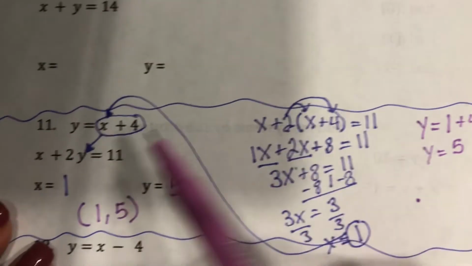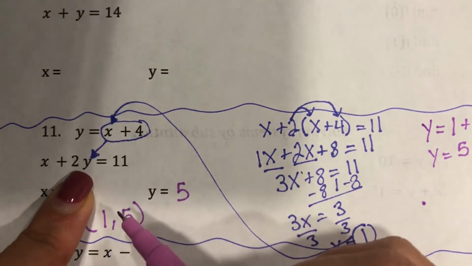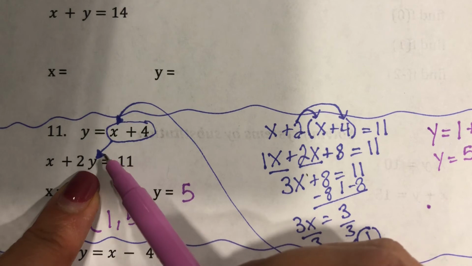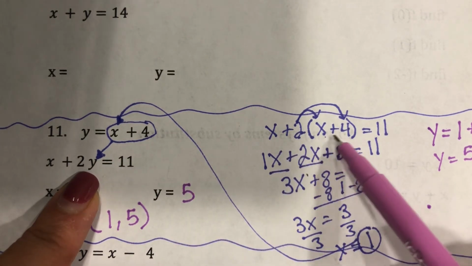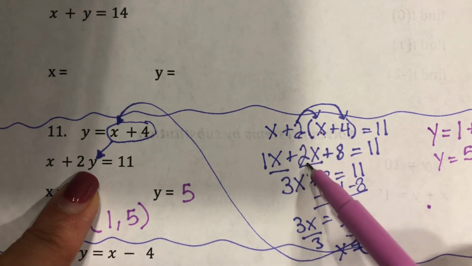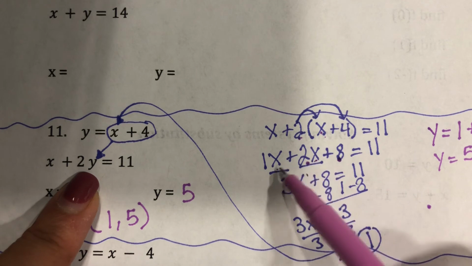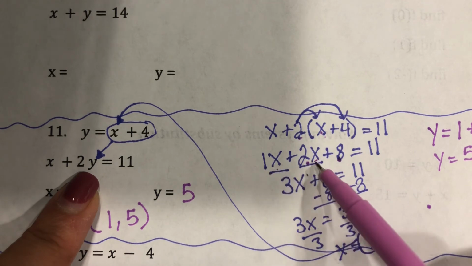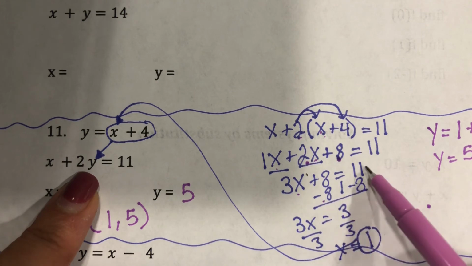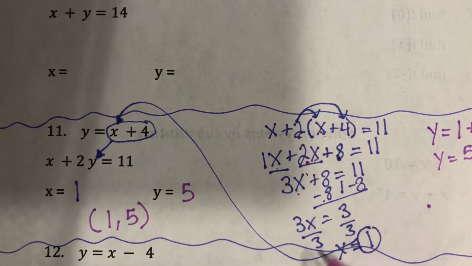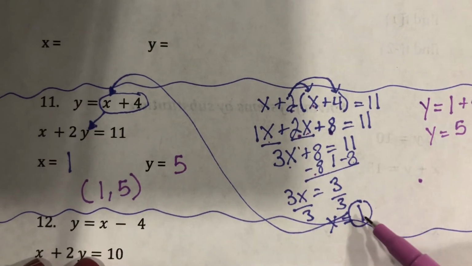So again, what did we do? The only difference between number 9 and number 11 is that now we have a 2 in front of our y. So we're going to have to distribute. So x plus 2 times x plus 4. So 2 times x gives me 2x. 2 times 4 gives me an 8. Combine your like terms. So I have 1x plus 2x gives me a 3x. Subtract 8 from both sides. 11 minus 8 gives me 3. Divide both by 3 because I need to get the x by itself, and I get a 1.